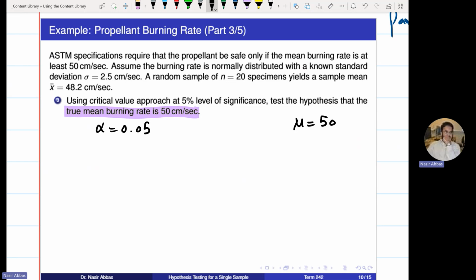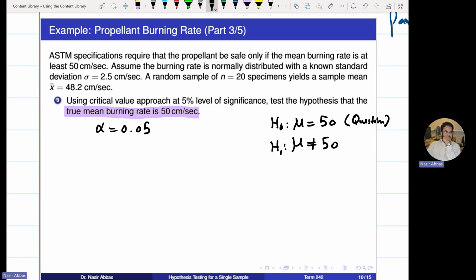What is the opposite of this statement? Not equal to 50. Which of these two statements contain equal sign? The first one. Which one does not contain equal sign? The second one. Just for the last step where you want to make a conclusion, just write here that this is your question. The statement of the question is in H naught now. In the previous question, it was in H1, if you remember.